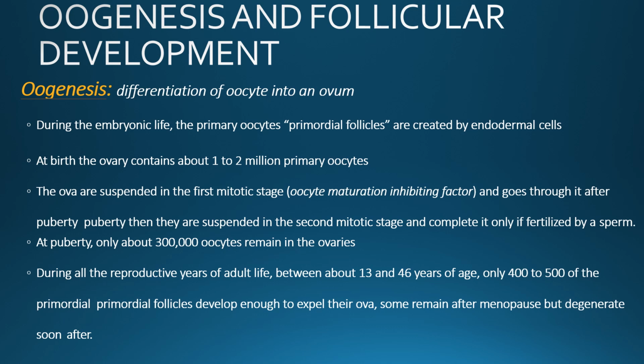At puberty, only about 3 lakh oocytes remain in the ovaries. During all the reproductive years of adult life, between 13 and 46 years of age, only 400 to 500 of the primordial follicles develop enough to expel their ova. Some remain after menopause but degenerate soon after.